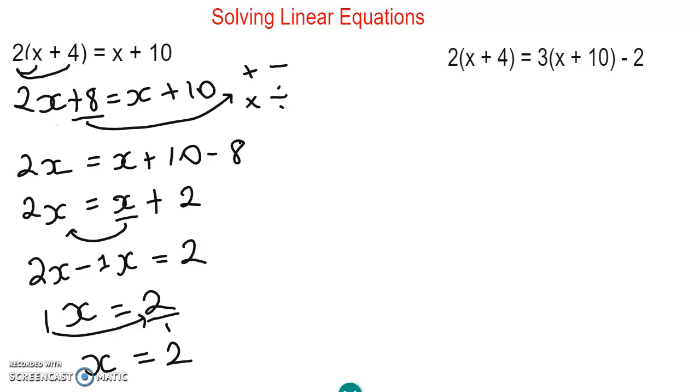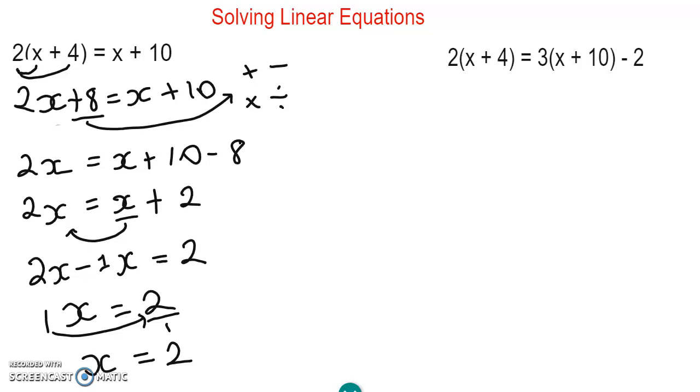So those steps are fairly simple if we only have one set of brackets. And sometimes you can be presented with 2 sets of brackets, which is what we've got on the other side. So our next equation is 2x plus 4 equals 3x plus 10 minus 2. So we just have to expand on the step that we did here, which was expanding the brackets. We're going to be expanding the brackets, but twice.